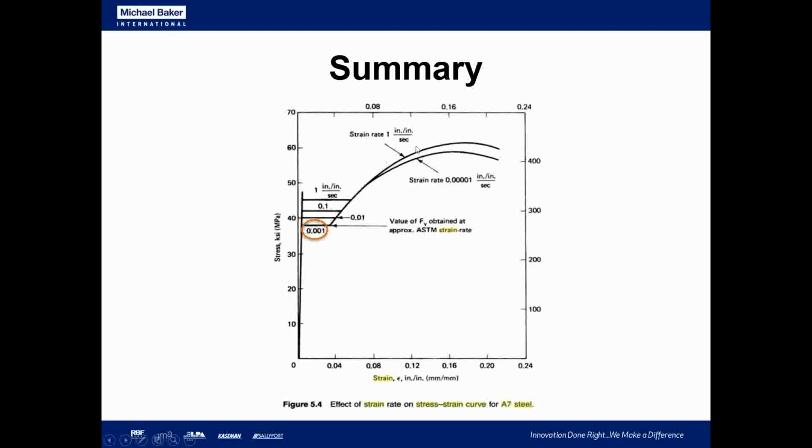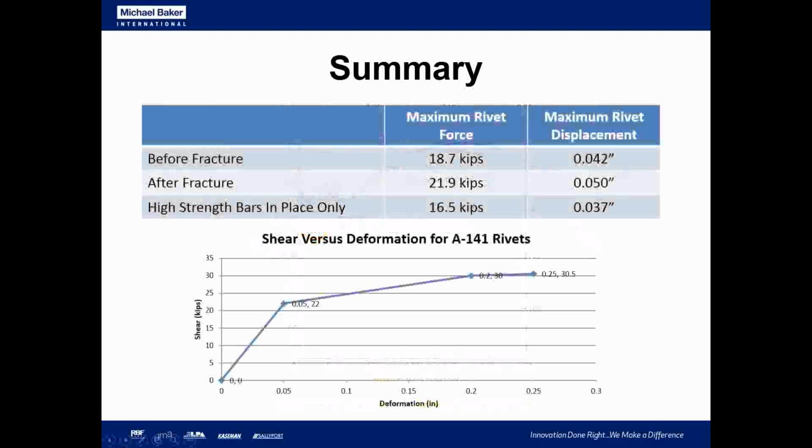So not anywhere near rupture, just very, very close to the beginning of the plastic range there. And again, just looking at this shear versus deformation for the rivets, we satisfied ourselves. We were able to see that the rivet displacements were not overly large. The rivets were not going to shear off.